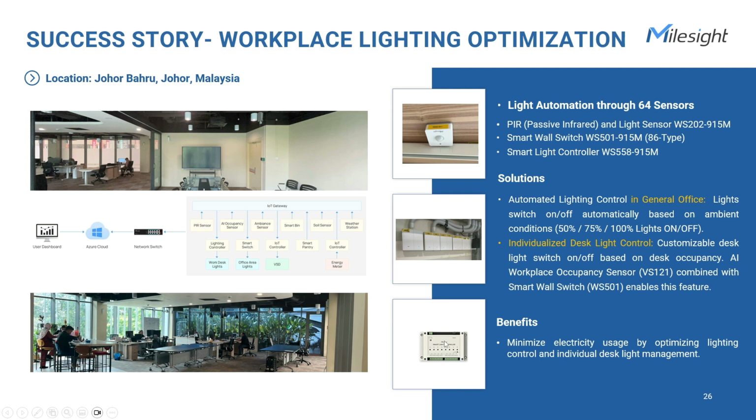In the general office area, all lights are now automated, regardless of 50%, 75%, or 100% switching on and off based on ambient conditions. Additionally, it allows customization and individualization of desk light controls based on occupancy, thereby reducing electricity usage. This is achieved through the power of AI Workplace Occupancy Sensor, VS121, in combination with Smart Wall Switch. And the customer successfully minimizes electricity usage by optimizing lighting control and individual desk light management.